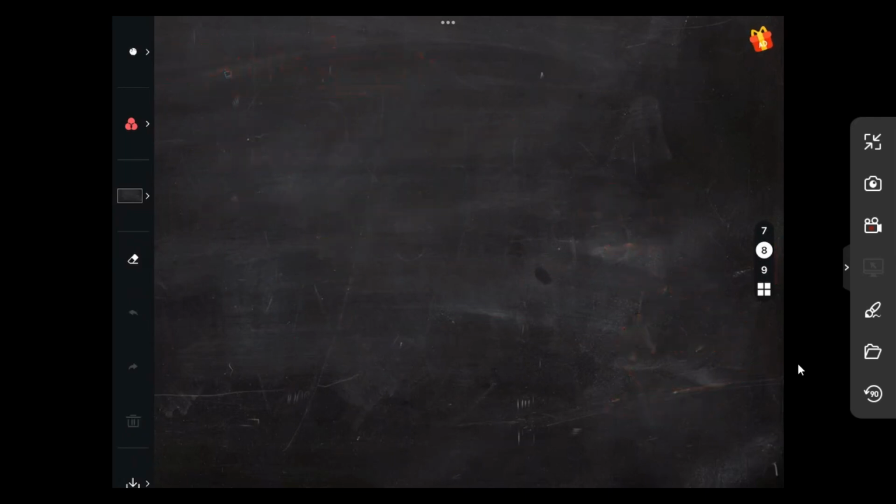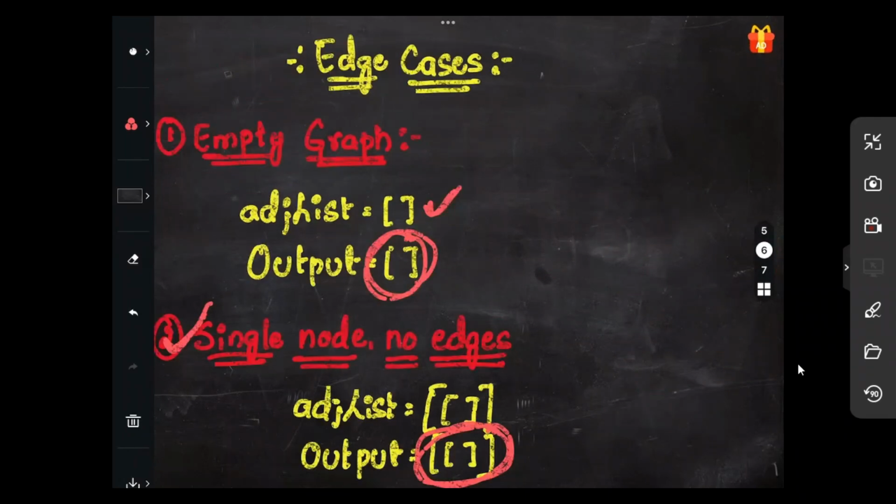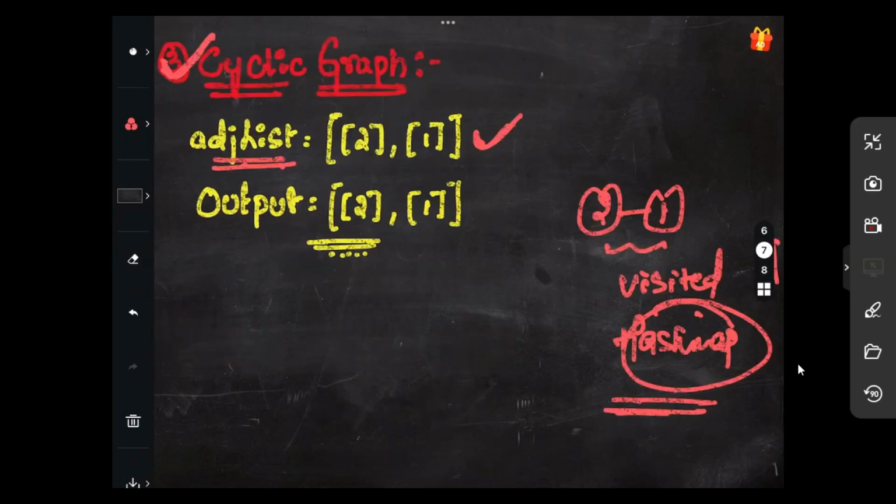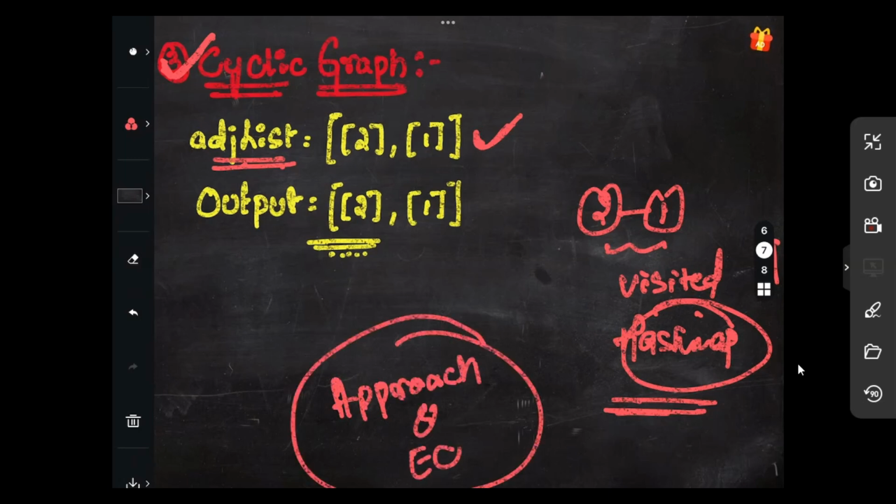So these are the edge cases that we need to keep in mind. The first edge case is for the empty graph, the second is for the single node with no edges, and the third is for the cyclic graph. Now we are completely familiar with the approach as well as the edge cases, so we are good to write the code.